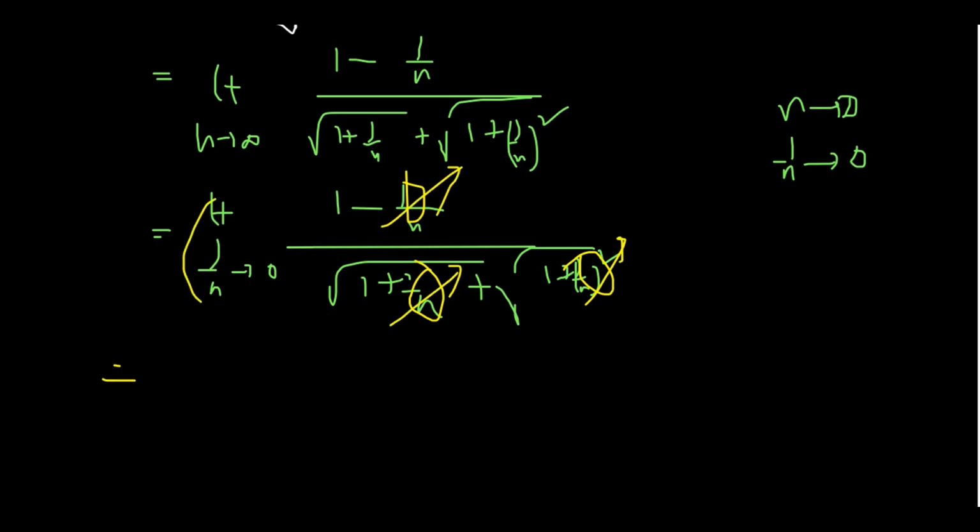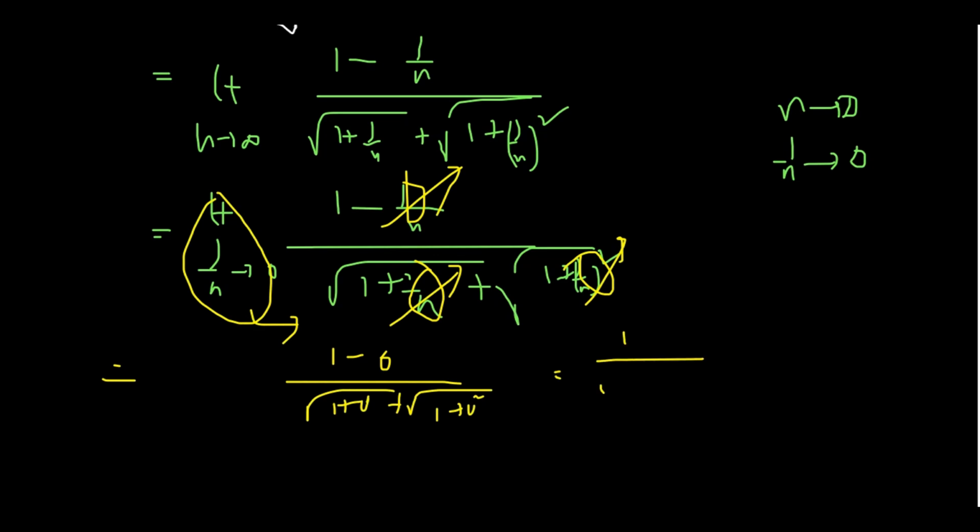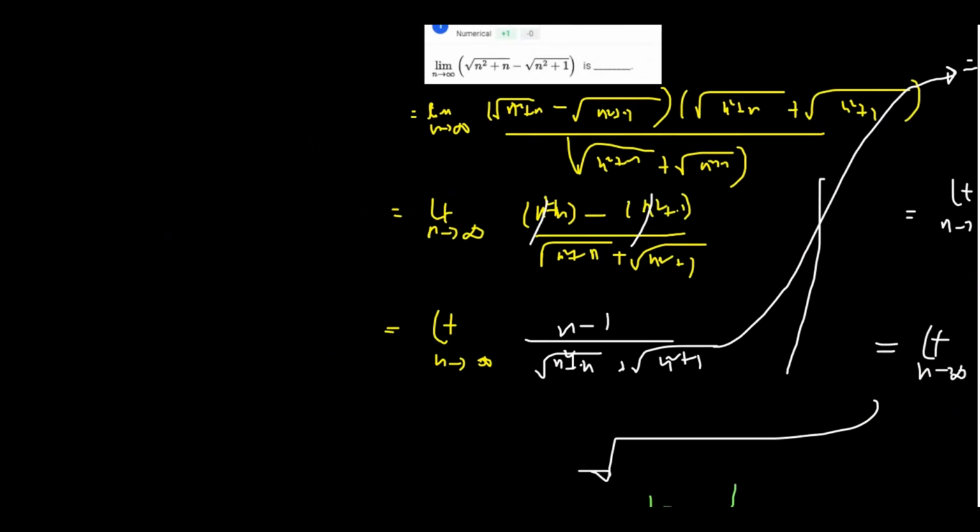So plugging this limit into the function, we will get 1 minus 0 over root over of 1 plus 0 plus root over of 1 plus 0 square. On simplifying we will get 1 over root over of 1 plus root over of 1. This gives us 1 by 1 plus 1, which is 1 by 2, and in the final answer we will have to write 0.5. So we have got our solution, which is 0.5.